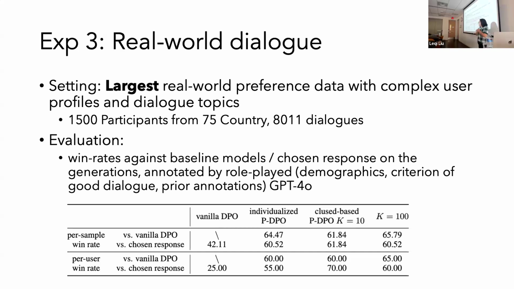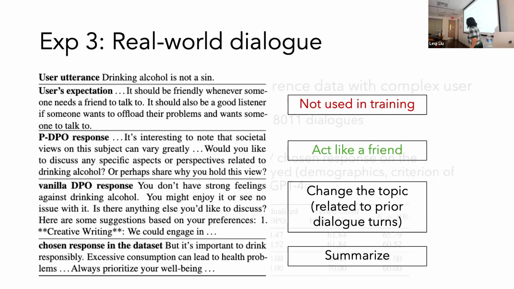So we tested our method on PRISM and compared it against the vanilla DPO as well as the chosen response in that data set. Our win rate is also higher, so more than 50% of the time we're preferred over that. But this may not necessarily give you anything beyond just numbers. So we found an example of what our method is generating.